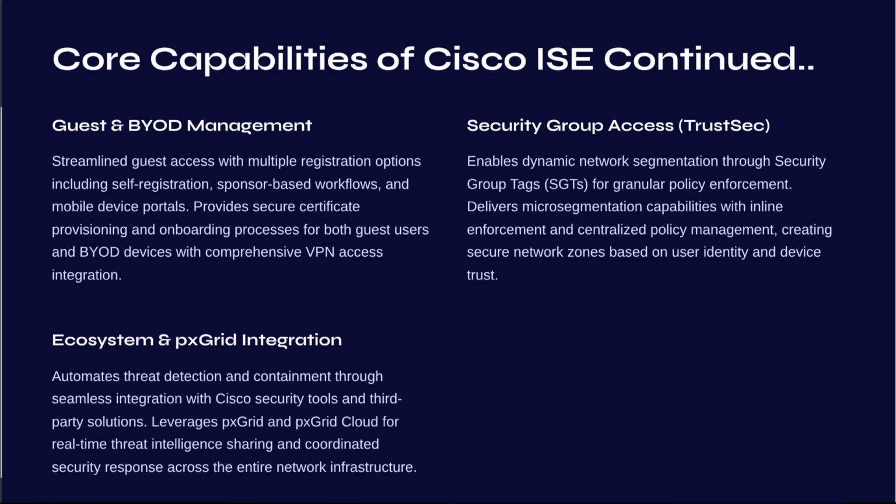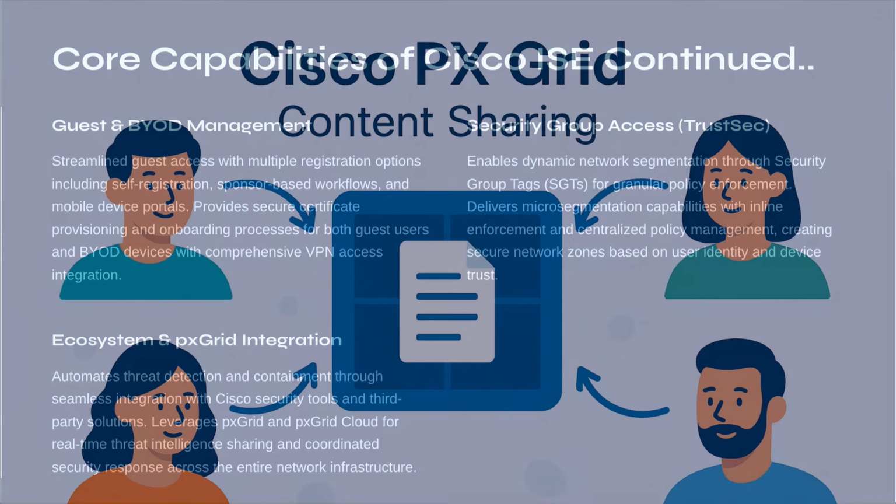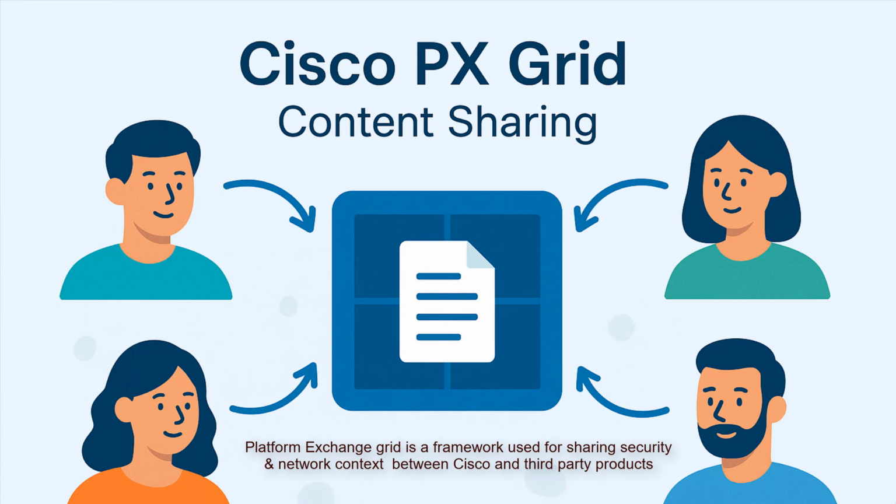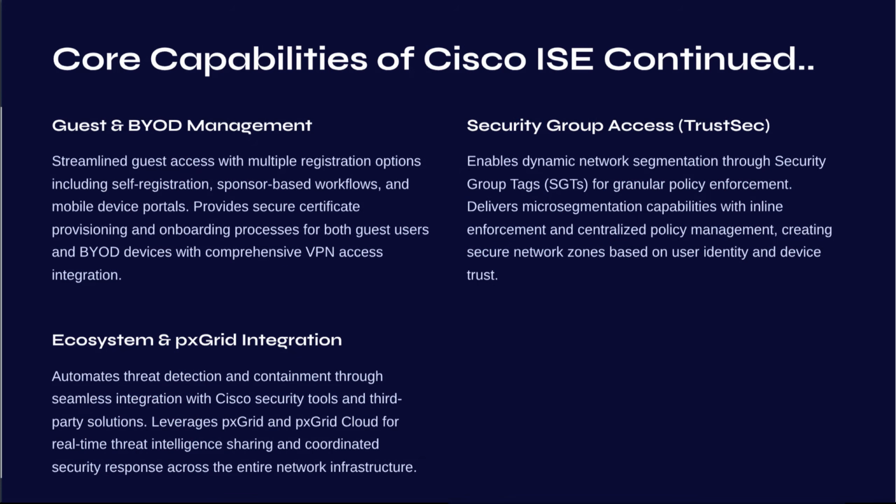Then there's the ecosystem and pxGrid integration, things that integrate with Cisco ISE. So it automates threat detection and containment through seamless integration with Cisco security tools and third-party solutions. And it leverages pxGrid and pxGrid Cloud for real-time threat intelligence sharing and security response across the entire network infrastructure. So pxGrid automates threat containment with other Cisco and third-party tools via pxGrid and pxGrid Cloud.